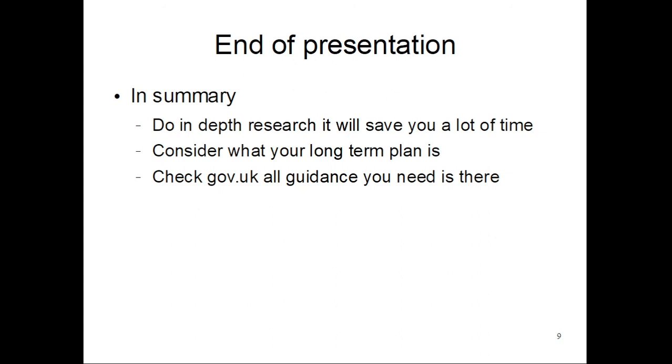Make sure you are conversant with gov.uk guidance. There are other sources. Migrate.org and Freedom of Movement is also a very good source of information.